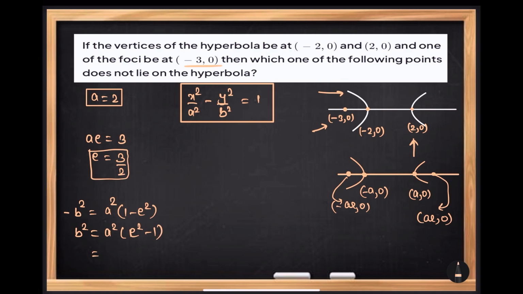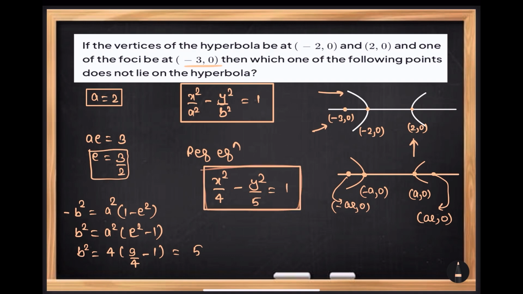So a is 2, so a square will become 4. e square you know is 9 by 4, minus 1. So can I say that it will become 5 by 4? So b square will become 5, correct? So can I write the required equation is x square by 4 minus y square by 5 equals 1. So we got our equation of the hyperbola.